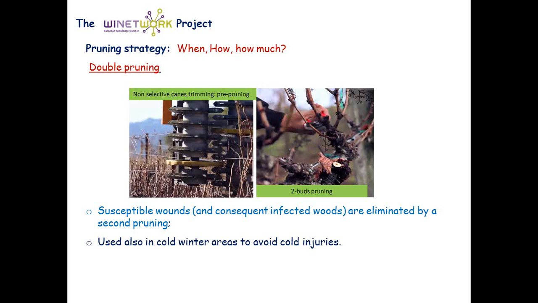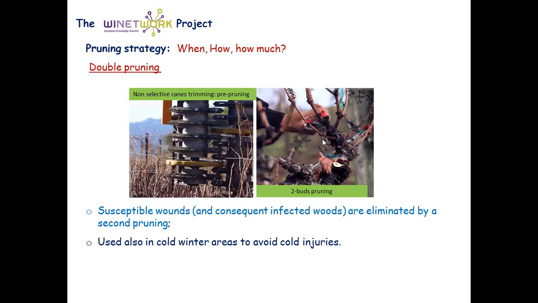This technique is very simple to explain because it consists of two different prunings. The first one is not selective and leaves canes of 30, 14 centimeters, and this is made early in the winter. And a second pruning will be realized in spring.